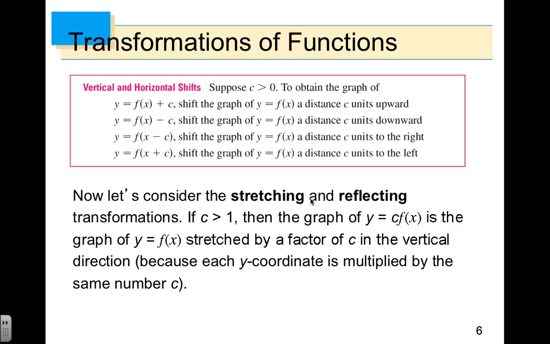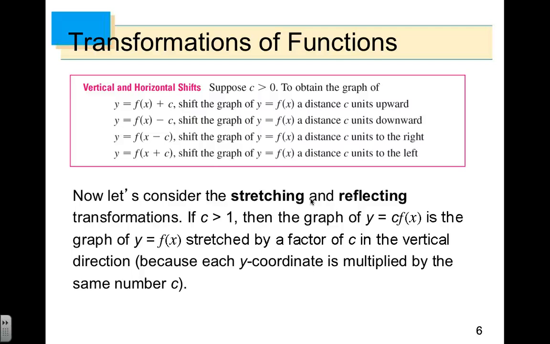In general, and you're going to want to put this table into your notes, vertical and horizontal shifts: suppose c is greater than 0. To obtain the graph of y equals f of x plus c, you shift the original graph up c units. For f of x minus c, you shift down c units. For f of x minus c, where the c is included inside the function, you shift to the right c units. And if you add c inside the function notation, you shift that many units to the left.